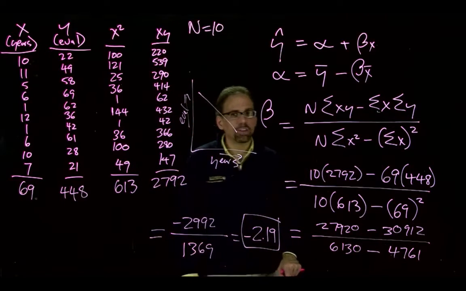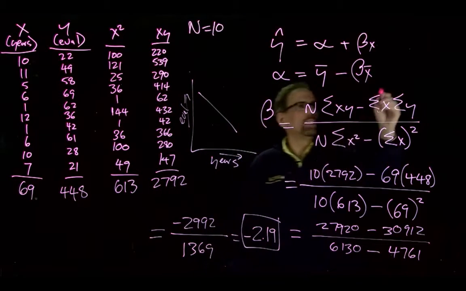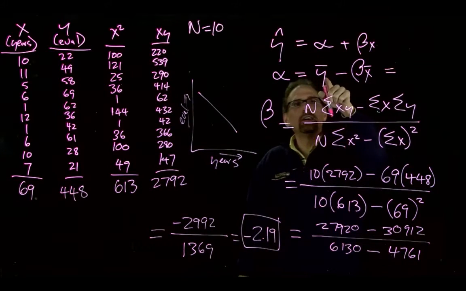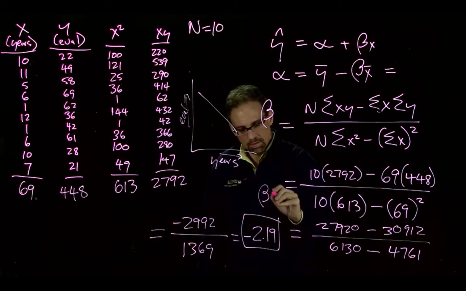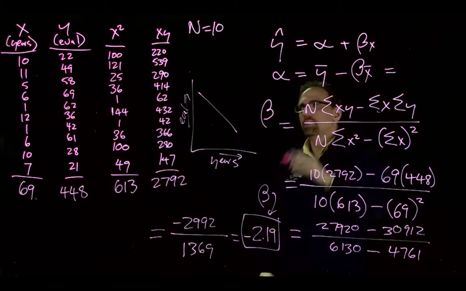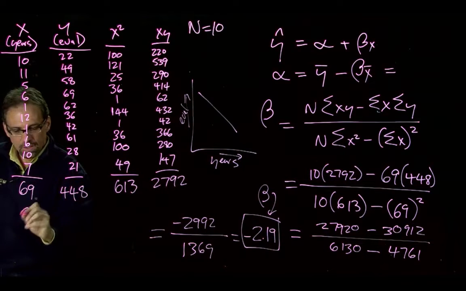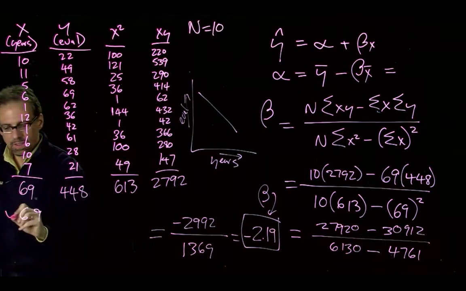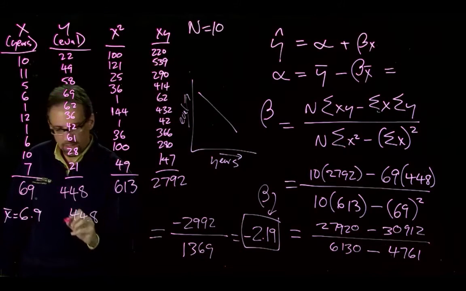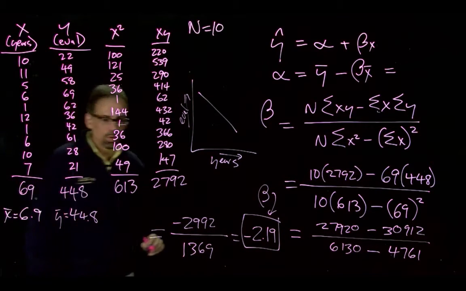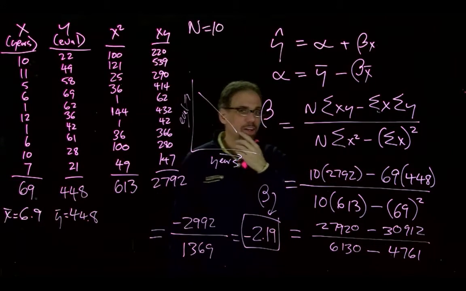Okay, so the last little piece I have to figure out is my alpha. And it's very easy to do. I just need the mean of y and the mean of x, and I just calculated beta right here. This is my beta. So I just plug those in. Now I haven't calculated my means yet, but I made it easy for myself by having 10 cases. So I know the mean years is 6.9, and I know the mean evaluation score is 44.8. Now I just need to calculate alpha. It's a very simple thing to do.